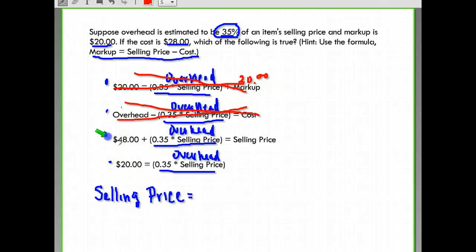Let's take a look at these two. So this one says $48 plus overhead equals our selling price. And this one says $20 is 0.35 times the selling price. Now remember, what was our $20? That was our markup. Okay, the markup has to be more than just your overhead because you have to make some money also. So I'm going to cross that one off also.